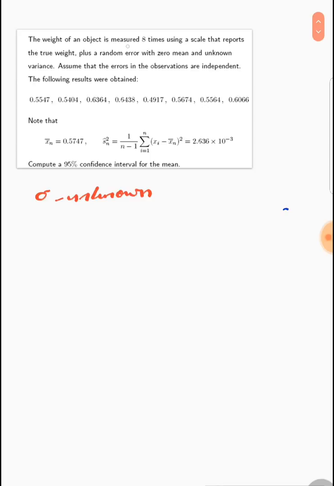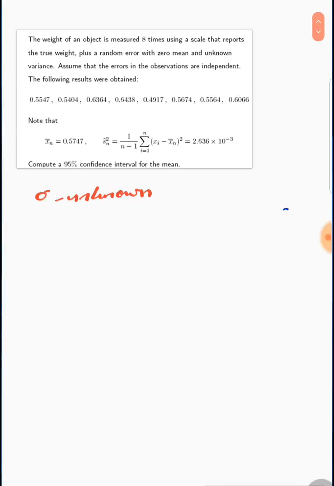The weight of an object is measured 8 times using a scale that reports the true weight plus a random error with zero mean and unknown variance. So you see it's indicated that it's unknown variance. When we don't know the variance, it also means that we do not know the standard deviation. Assume that the errors in the observations are independent, and they give you some data here.